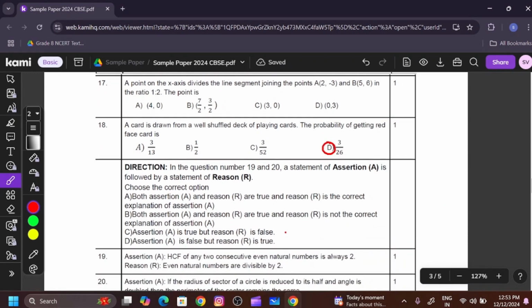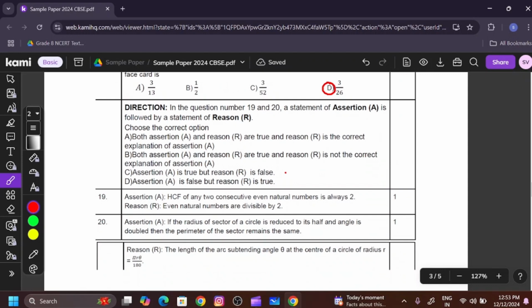Next, assertion and reason. HCF of any two consecutive even natural numbers is always 2. Take any two consecutive even natural numbers, let's say 4 and 6. What is the highest number that can divide these two? It is 2. Take another two consecutive even natural numbers, let's say 22 and 24. Again the greatest number that can divide both is 2 itself.